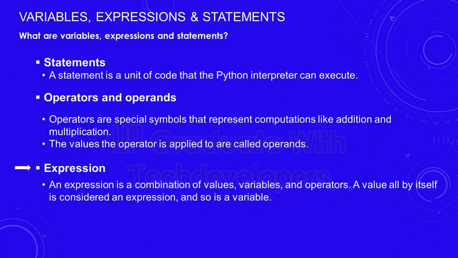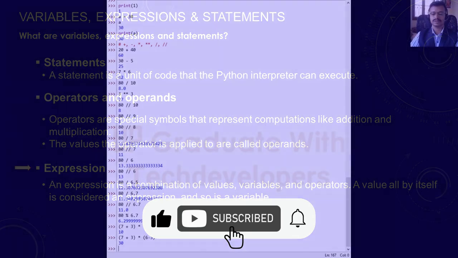Let us see what is an expression. An expression is a combination of values, variables, and operators. A value all by itself is considered an expression if there are no variables and operators. And also, a valid variable by itself is considered an expression.